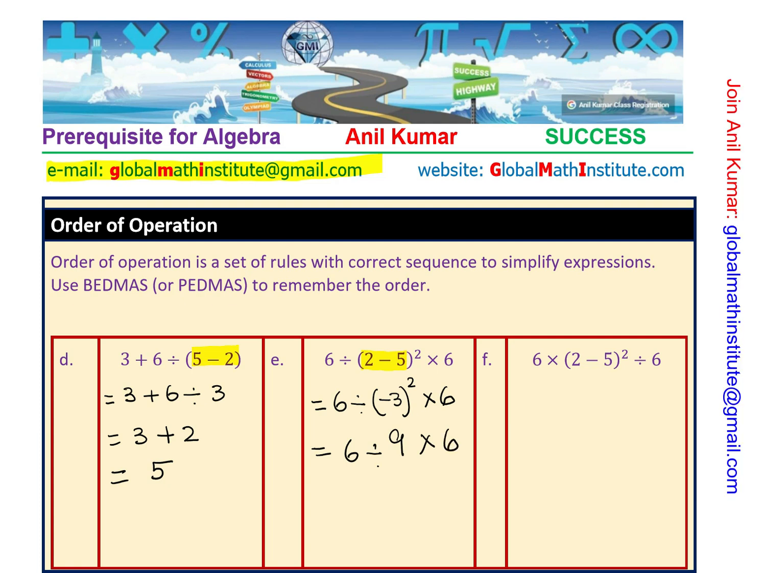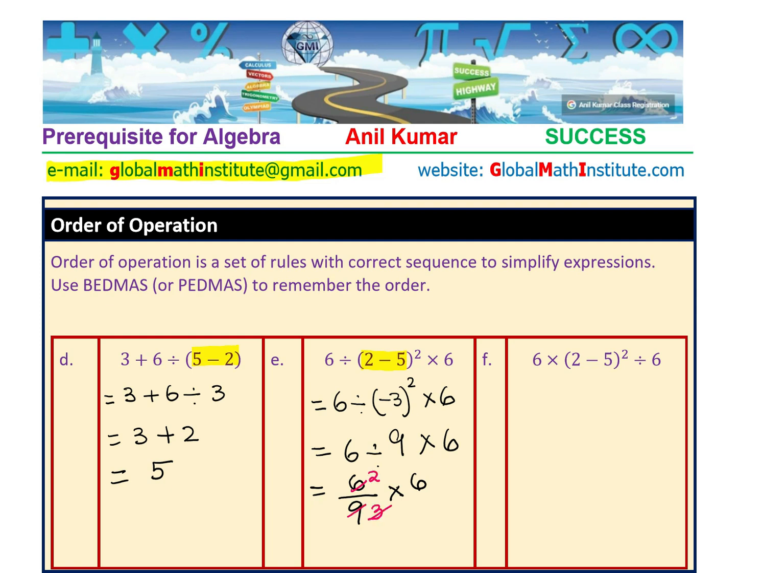Now when we have both division and multiplication, we move from left to right. So you will divide 6 by 9 first. Once you divide 6 by 9, then you multiply by 6. Makes sense. When you divide 6 by 9, I can divide both by 3, giving me 2 over 3. Then combining this, we get our answer equal to 4.